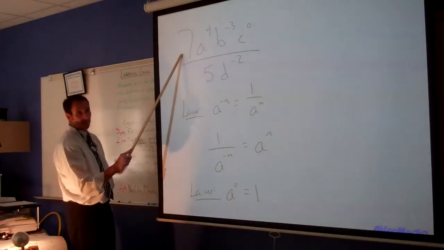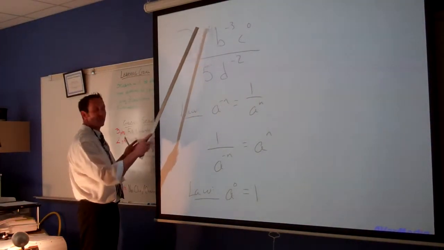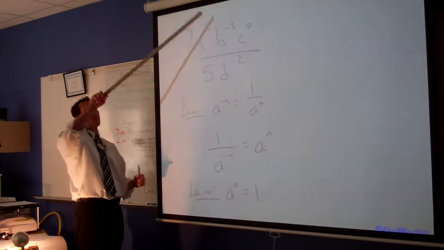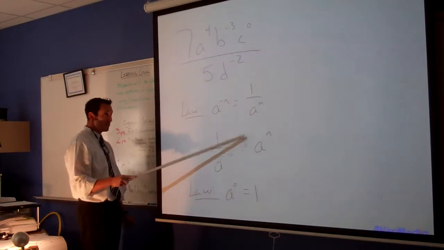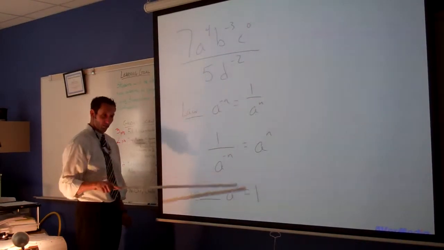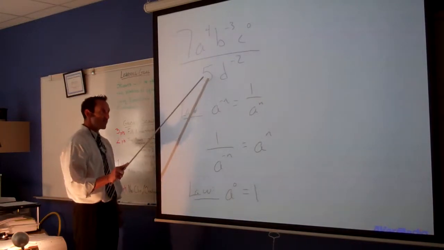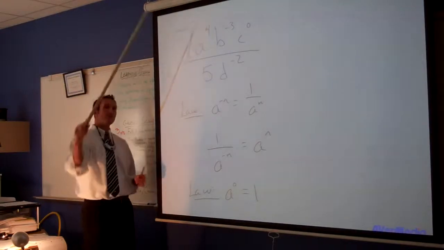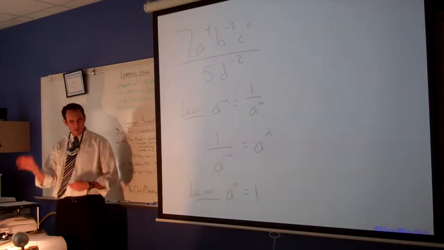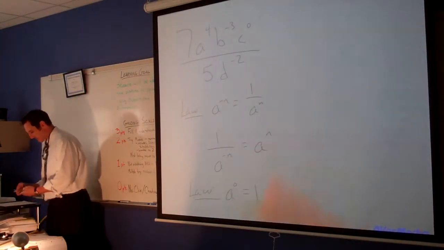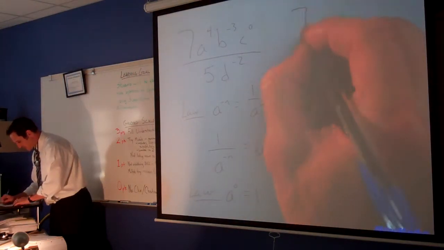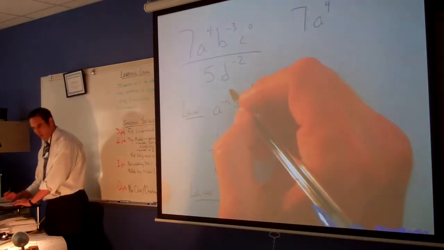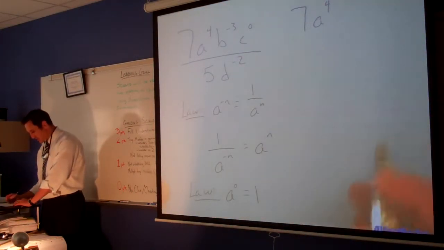The 7 is going to stay put. The a to the 4th is going to stay put. The b to the negative 3, that's a negative exponent, so it's going to move to the bottom and become positive. C to the 0 is going to become 1. The 5 stays at the bottom. And the d to the negative 2 moves to the top and becomes positive. So all these things are happening at the same time. The 7 stays. The a stays. The b will move. The c turns to 1, and multiplying by 1 doesn't change anything.